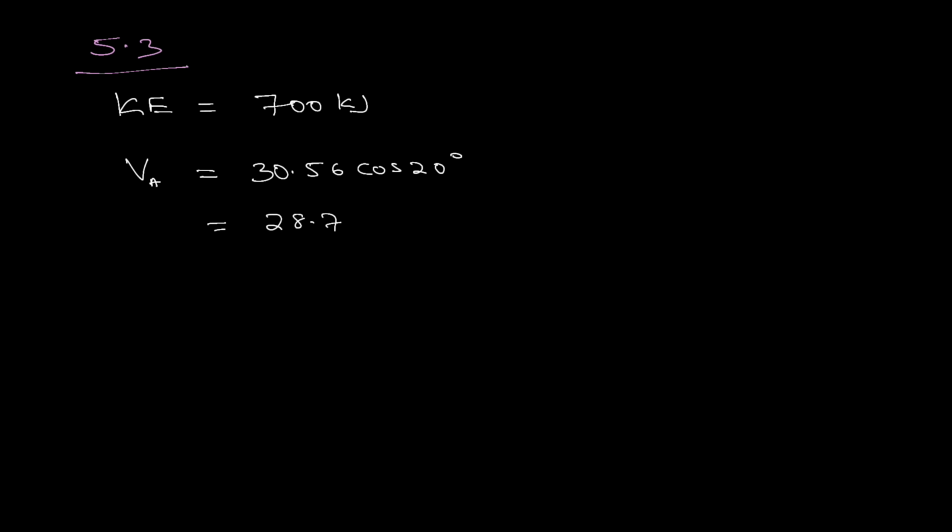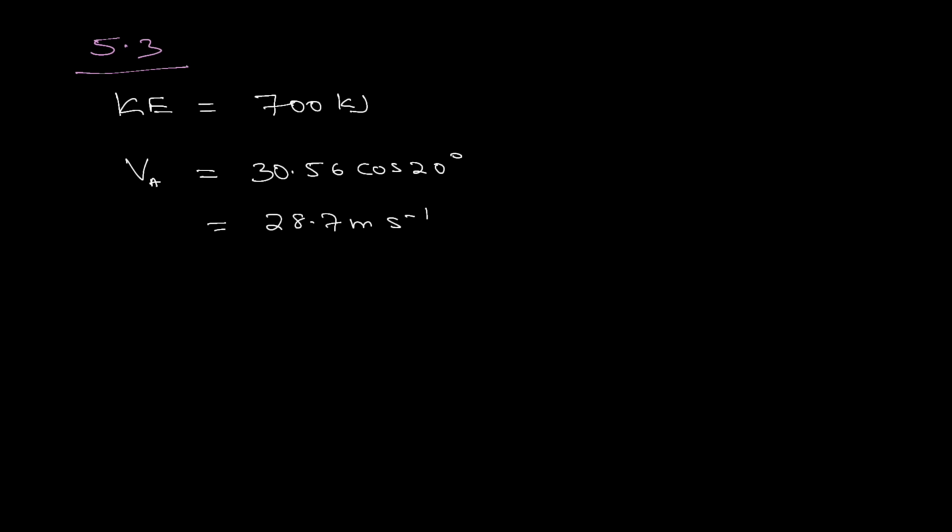Question 5.3. Immediately after the collision, the test vehicle moves along the safety barrier with no change in its momentum in this direction. We need to show that the kinetic energy lost in the collision is about 82 kilojoules. Okay, the kinetic energy before collision is 700 kilojoules. We just worked that out. And the speed after collision, so v after collision, is 30.56 cos 20 degrees, and that turned out to be 28.7 meters per second.